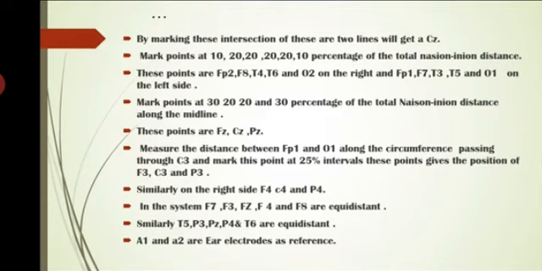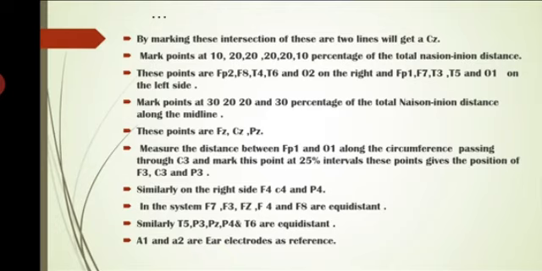Mark points at 30, 20, 20 and 30% of the total nasion-inion distance along the midline. These points are Fz, Cz and Pz. Measure the distance between FP1 and O1 along the circumference passing through C3 and mark points at 25% intervals. These points give the positions of F3, C3 and P3. Similarly, on the right side, we get F4, C4 and P4.